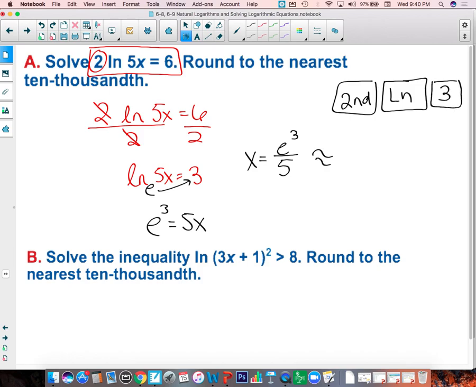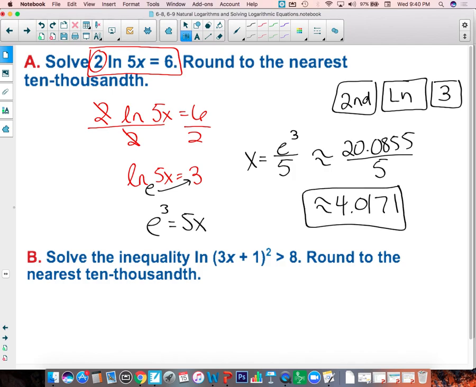That would give me, so if I'm just doing the e, that gives me about 20.0855, and then I have to divide that by 5. Okay, so we get about 4.0171. So that's your answer. And I could plug that in for x if I wanted to solve or double check it. Okay, I could check for extraneous solutions.